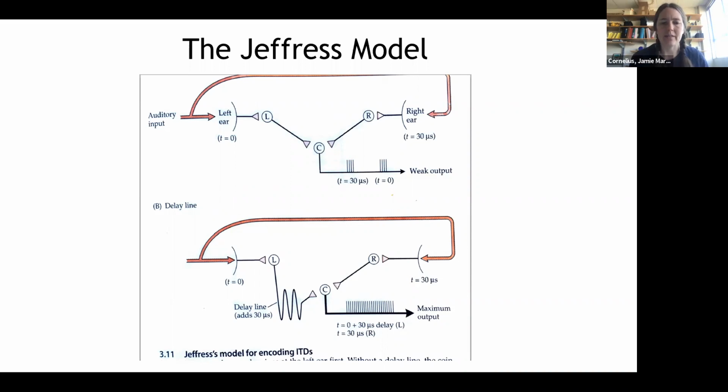But if you incorporate a delay line that is exactly 30 microseconds long, then you slow down the signal coming from the left ear by 30 microseconds, and therefore the signals reach the nucleus laminaris at the exact same moment. You get summation, and you get more action potentials fired as a result. So that's the Jeffress model. It's very similar to what we were talking about in the MGB region for bat echolocation. This time we're in the nucleus laminaris, and we're comparing interaural timing differences between the two ears.